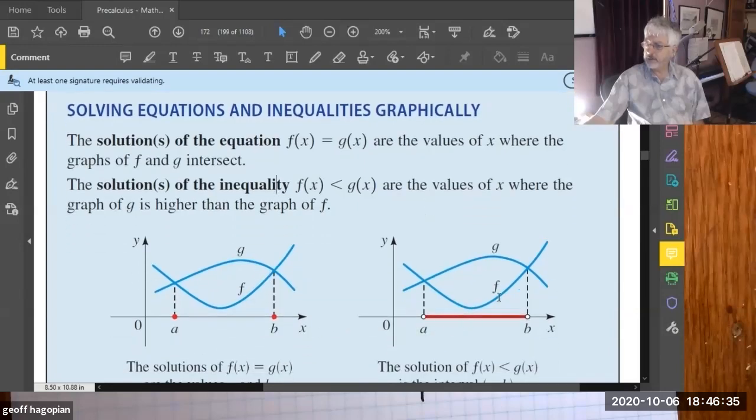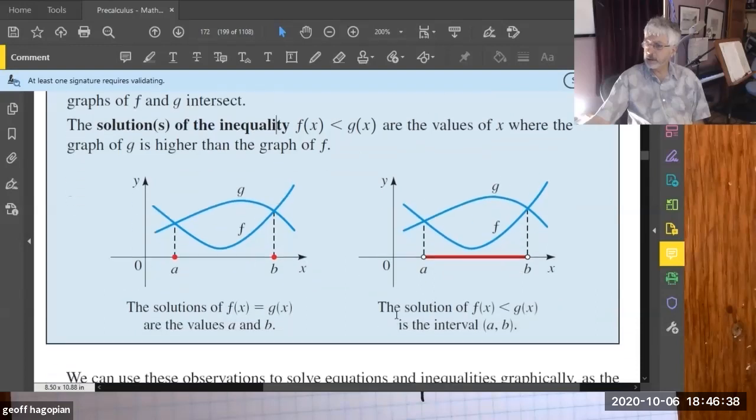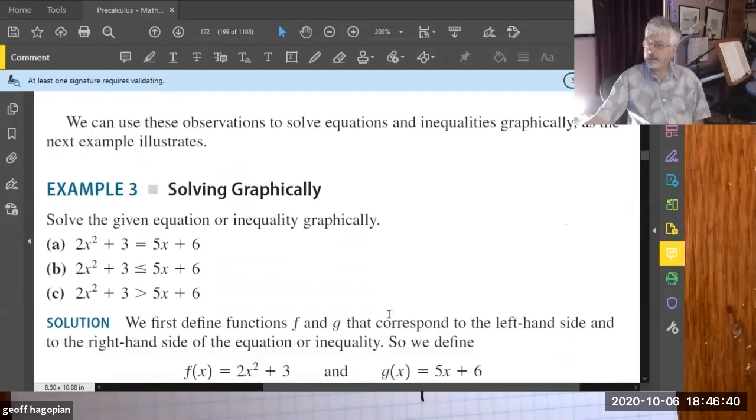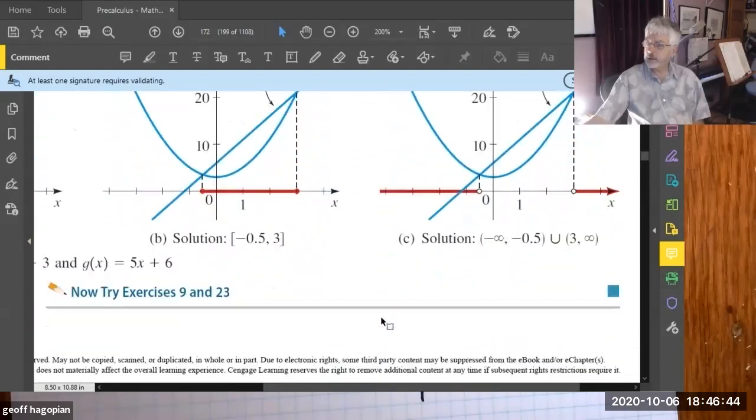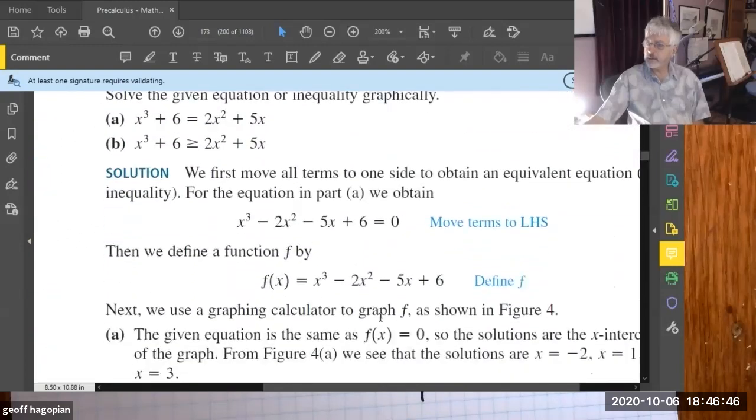And so f is less than g on the interval from a to b, right? So they have some examples of that. I think maybe we should just go straight to the exercises, right?